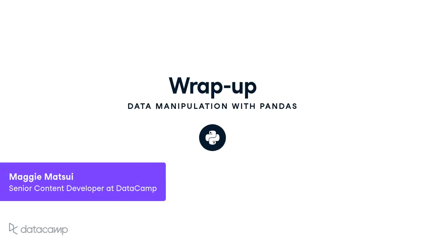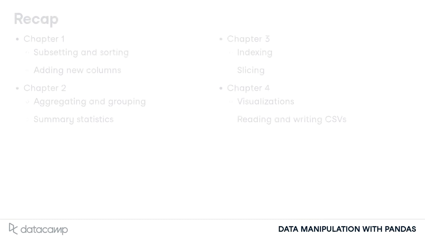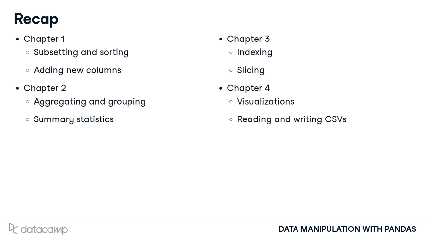Congratulations! You've now covered the basics of using Pandas. In Chapter 1, you saw how to subset and sort data frames and how to add new columns. In Chapter 2, you saw several methods for aggregating and grouping data to calculate summary statistics. In Chapter 3, you saw how indexing and slicing allows for simpler subsetting.